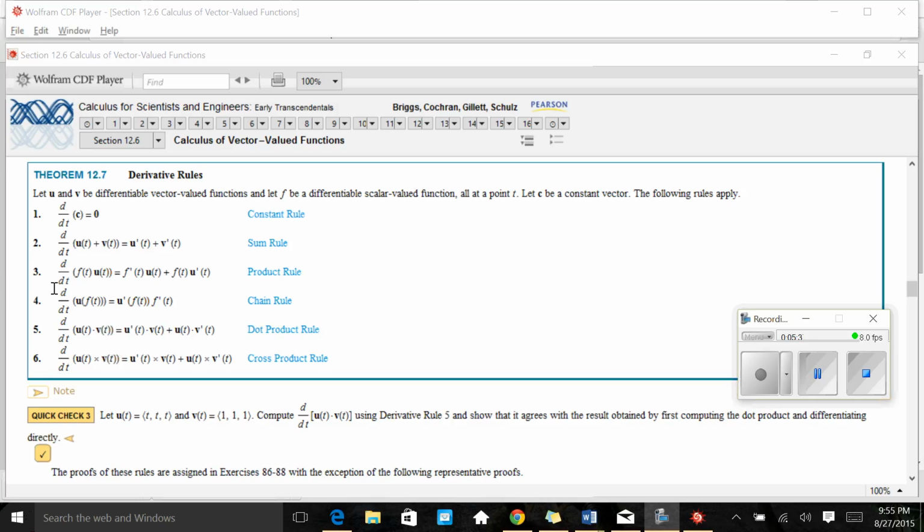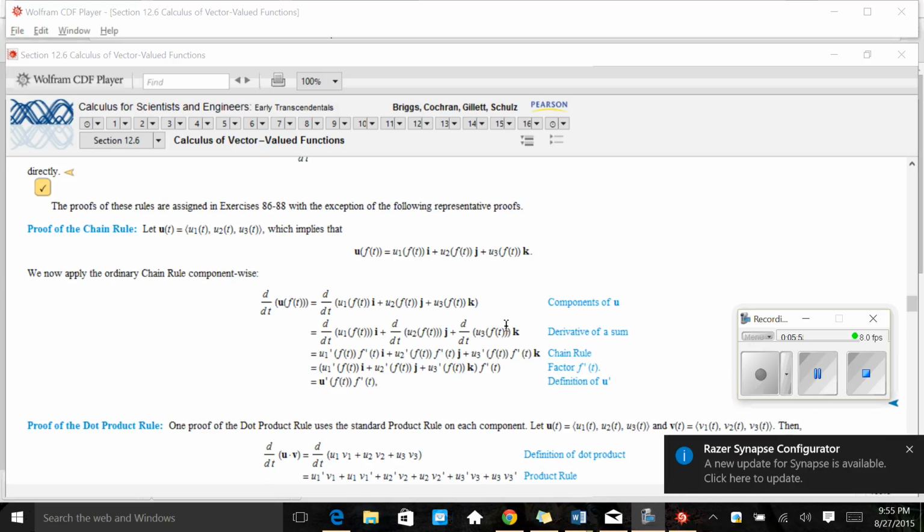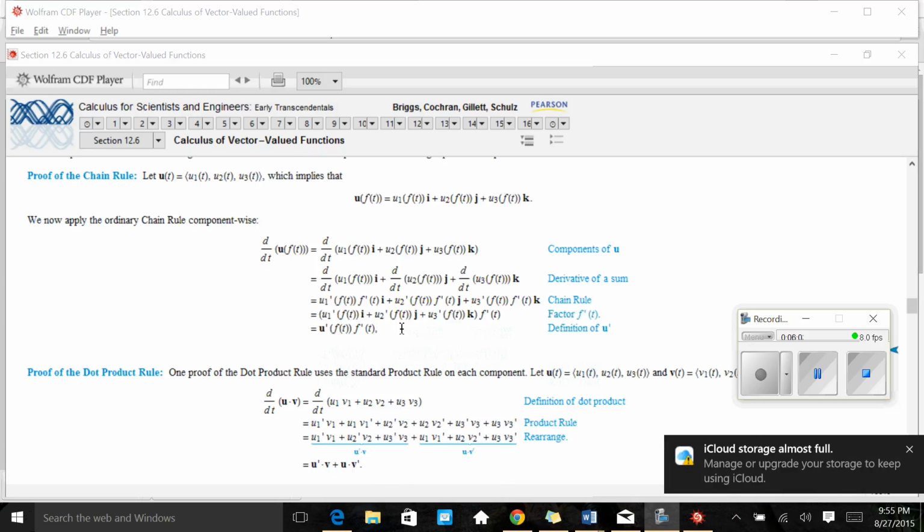Here's the chain rule. The derivative of a vector-valued function, it's got a scalar function inside. Well, it's the derivative of the vector-valued function times the derivative of the function on the inside. I'm pretty sure we all know that's how the chain rule works. Works the same way here. There is a proof of the chain rule here. It's a lot of symbol moving around. That one gets a little complicated.